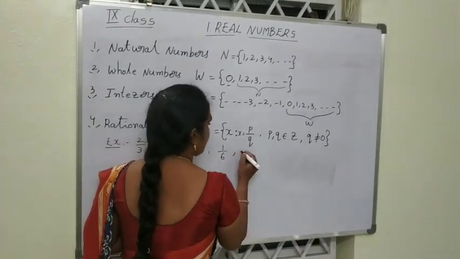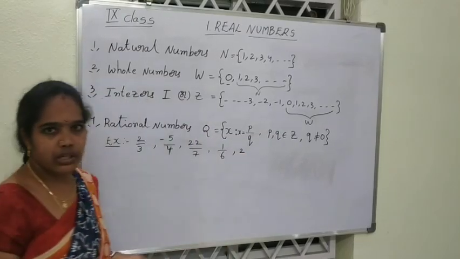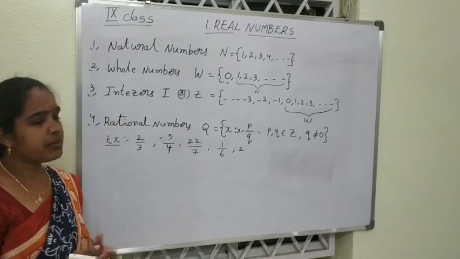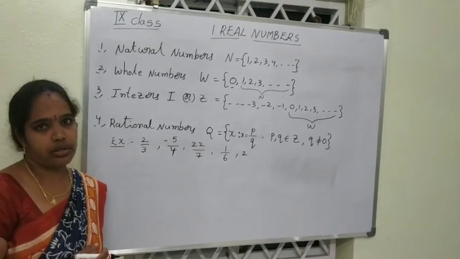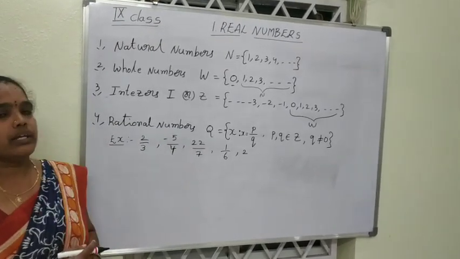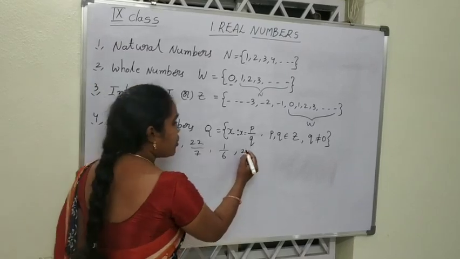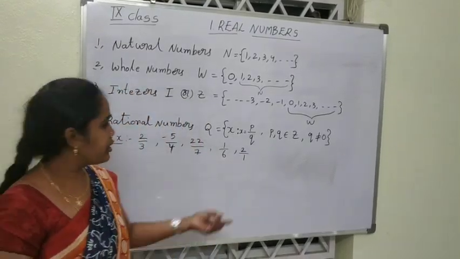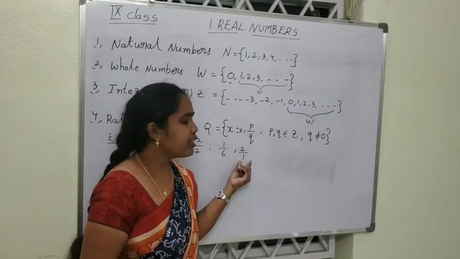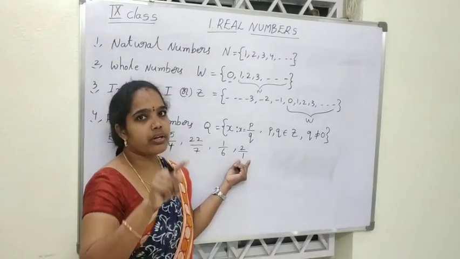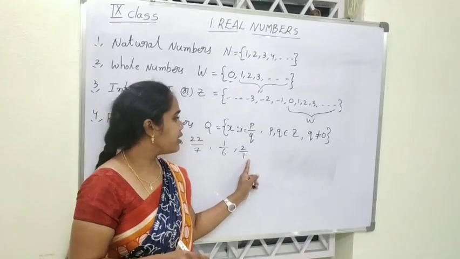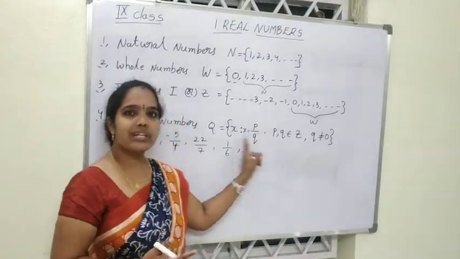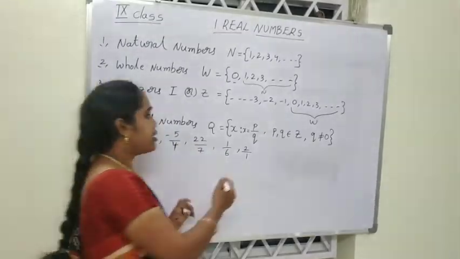But now I am taking the number 2. Is the number 2 a rational number or not? You will get doubt, but that is also a rational number. Why? Because we can write the number 2 as 2 by 1. Indirectly, in the denominator there is 1. So 2 by 1 is nothing but 2. So this is also in the form of P by Q, and that's why this is also a rational number.